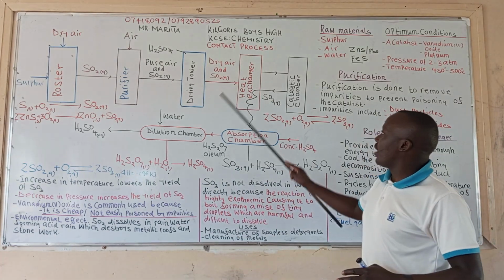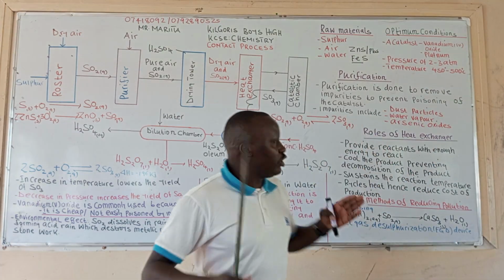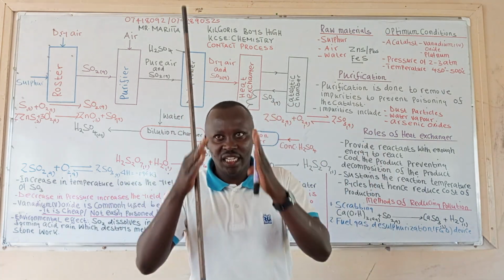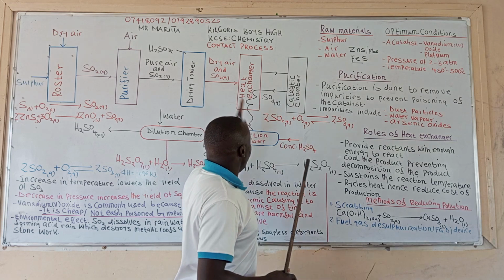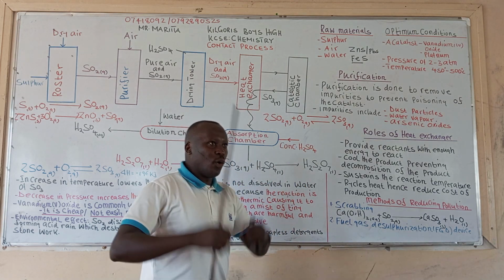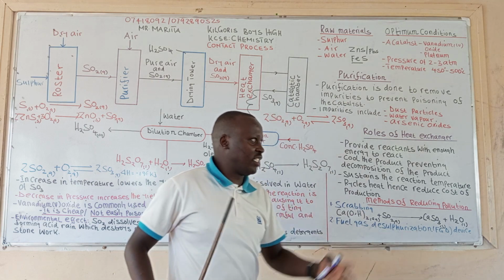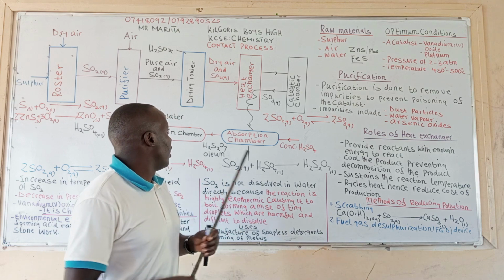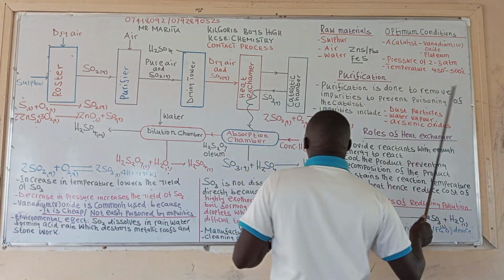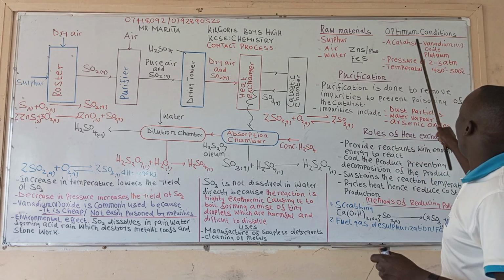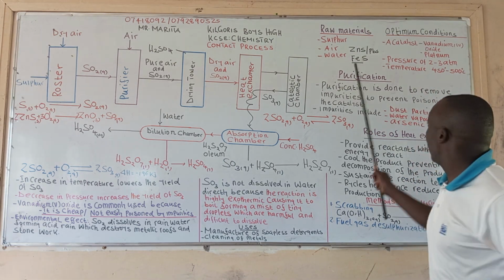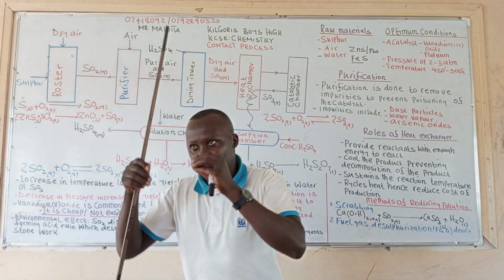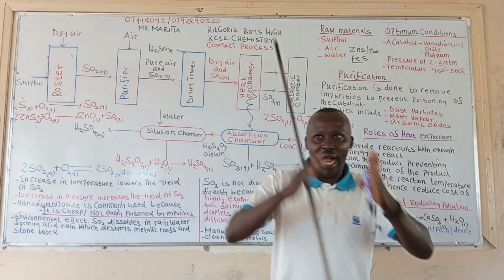Now we have dry air and the sulfur dioxide. They are passed through the heat exchanger. So what is the role of the heat exchanger? In the heat exchanger here, we have some optimum conditions required. So if you are required to identify the conditions required in the heat exchanger, you will have an optimum condition. In that case, we have a catalyst, and the name of that catalyst is vanadium 5 oxide, or what you call the platinum asbestos.